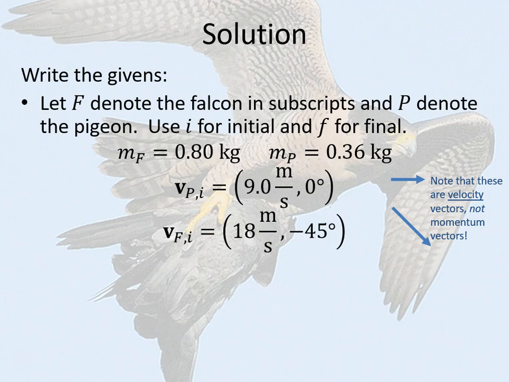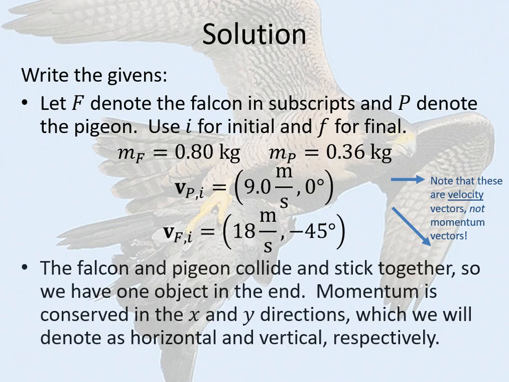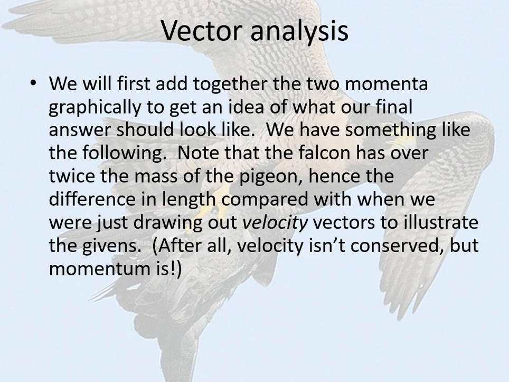The reason I say that is because velocity in a collision is not conserved. Momentum in a collision is conserved. So that's why I want to bring that point out. So they collide and stick together, so we essentially have just one object at the end, and momentum is conserved in both the x and y directions. So here's how we are going to denote that. We are going to tell the whole world that we are using conservation of momentum.